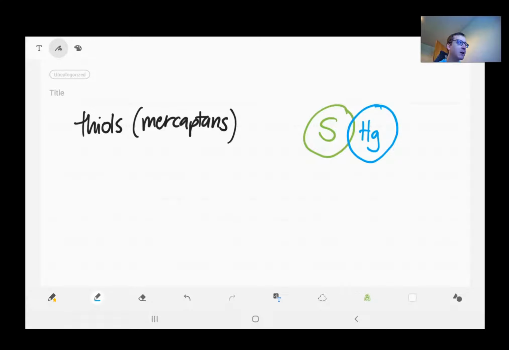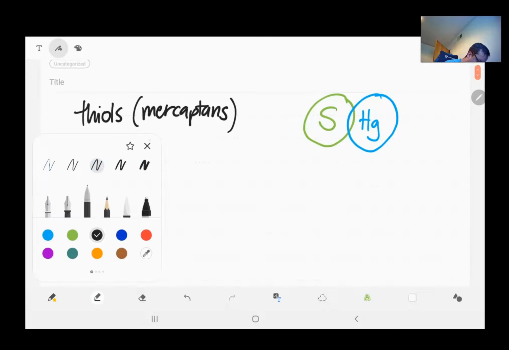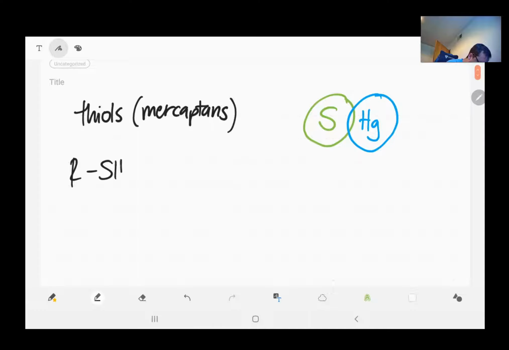Alrighty, so we are going to finish off our chapter on ethers by talking about the sulfur analogs of those, which would be called sulfides. But thiols are the sulfur equivalent of alcohols. So thiols generally follow the form of something RSH. The SH group there is called a thiol, as opposed to an alcohol. Sometimes you'll see this called mercaptan.